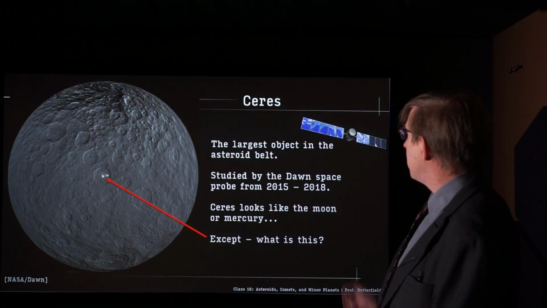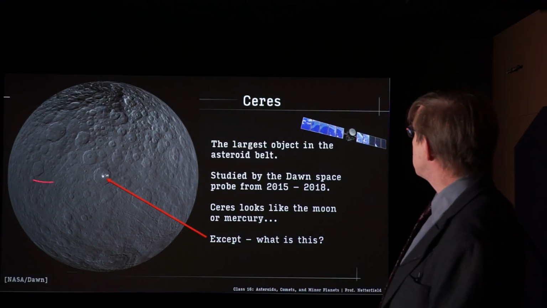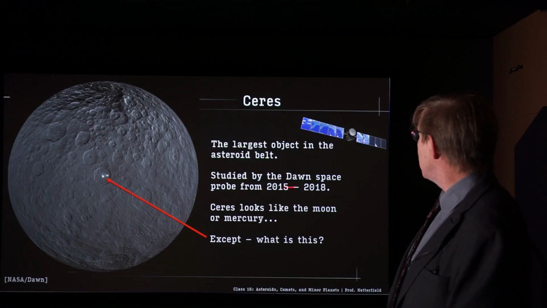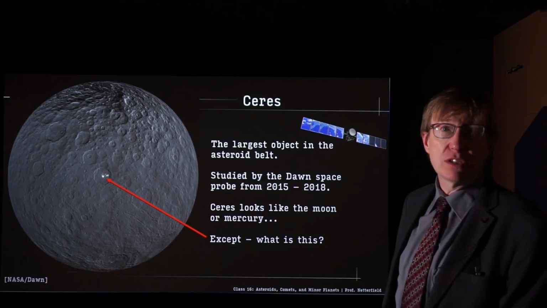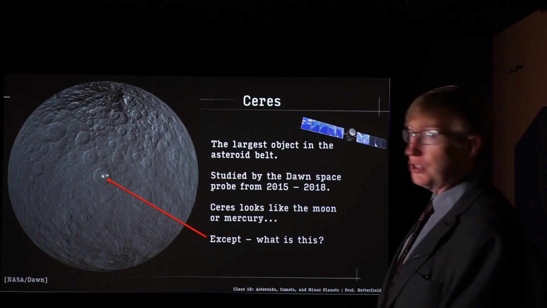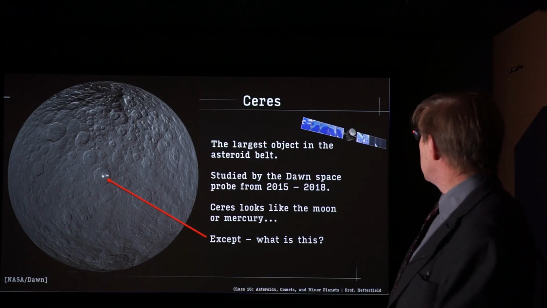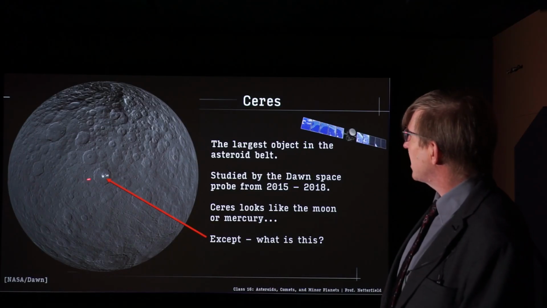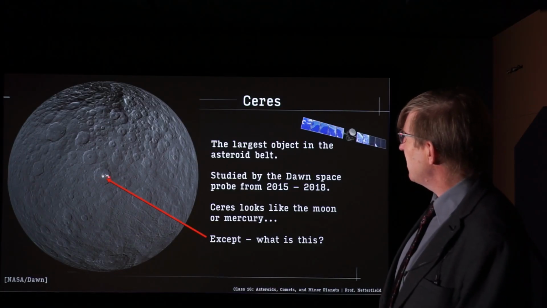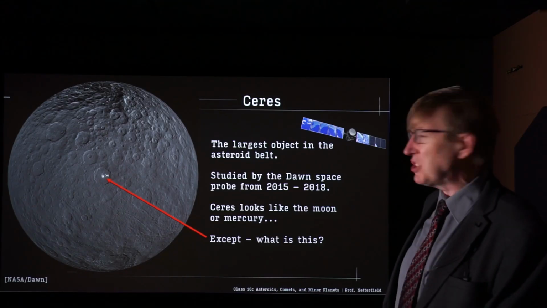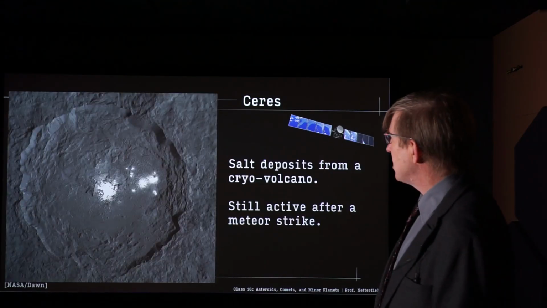So here it is, a high-resolution picture of it. Here's Ceres. The Dawn space probe spent several years, 2015 to 2018, studying Ceres, orbiting around it, taking high-resolution pictures of it. It just ran out of fuel recently. This thing looks just like the moon or Mercury, except what's going on there? What are these bright white smudges? Let's zoom in on those high-resolution images.